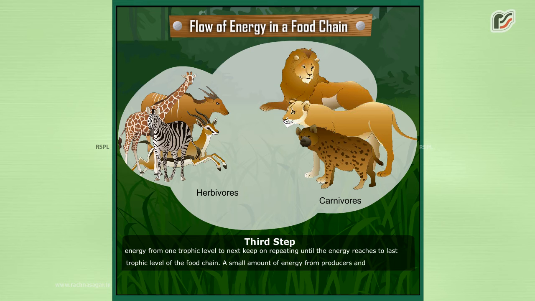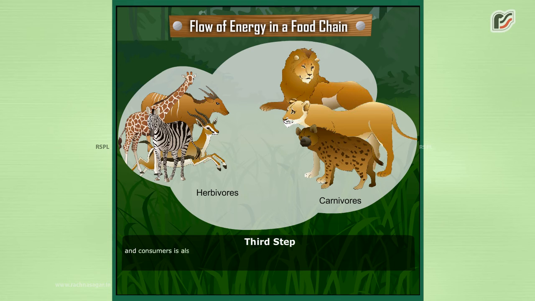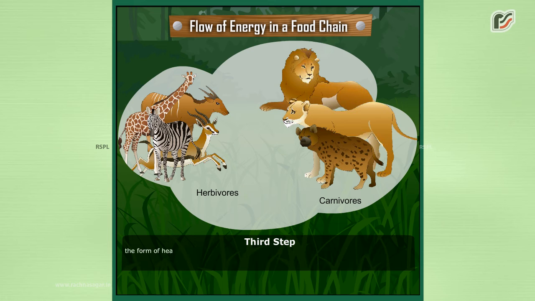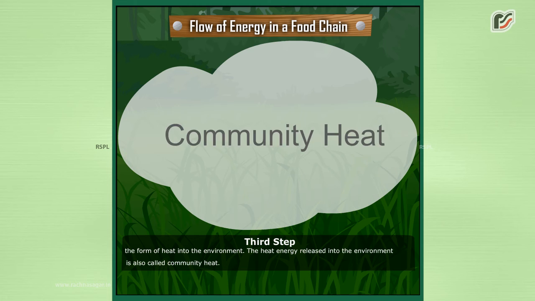A small amount of energy from producers and consumers is also used up by the decomposer to carry out the various life processes. Just like other organisms, decomposers also release unutilized energy in the form of heat into the environment. The heat energy released into the environment is also called community heat.